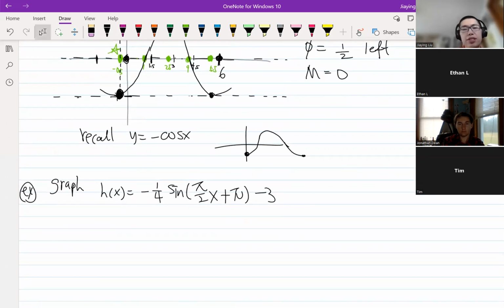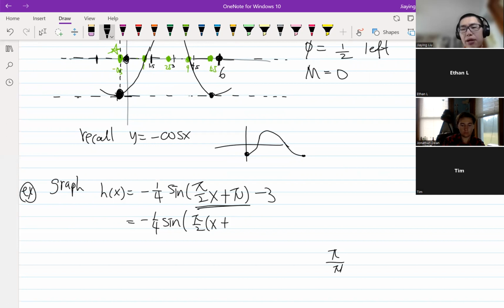Okay, so how do we graph this? Again, note that this is not factored, so we're going to factor this part. So I got -1/4 sine, parentheses, pi over 2 times x plus. Now, what do we have left if we take pi over 2 out of pi? That's pi divided by pi over 2, so that's pi times 2 over pi. Pi over 1 times 2 over pi. Pi cancels, gives me 2. So that's x plus 2 in the parentheses, minus 3.